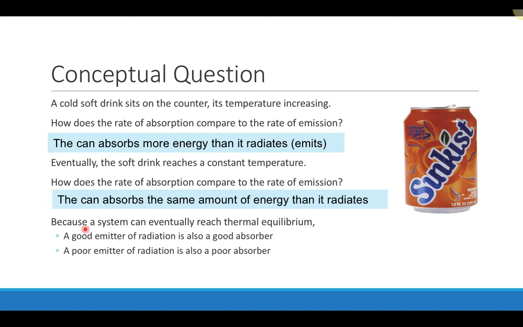Because a system can reach thermal equilibrium, anything that's good at emitting radiation is also very good at absorbing it. Because if it was really good at radiating but it reached equilibrium, then it had to also be very good at absorbing. And the same thing is true if it's a poor emitter of radiation, it's also a poor absorber of radiation.